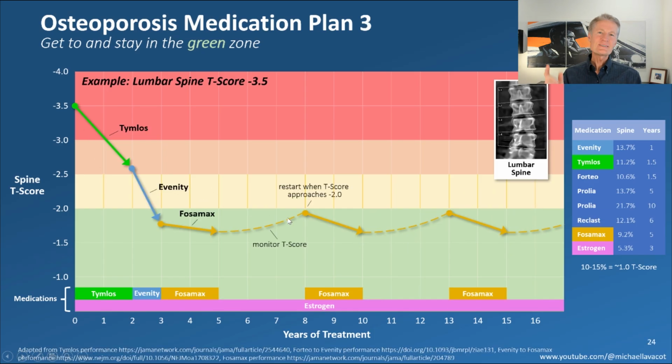Let's use Tymlos first and then Evenity. So what we're going to do is use 2 osteoanabolics. Now, could I have done Evenity first? Sure, but there was a new study that came out late last year, and I'm going to show you that in the backup material, where the order matters: Tymlos before Evenity seems to give a better result than Evenity followed by Tymlos. Okay, so that's why, even though Tymlos, at this very high risk, is not going to move as quickly as Evenity, when you add them both together, you're going to be able to move further down this line here.